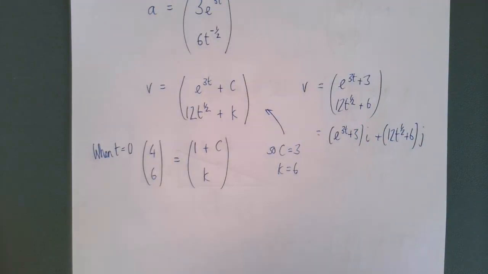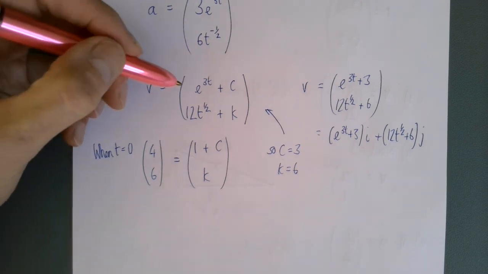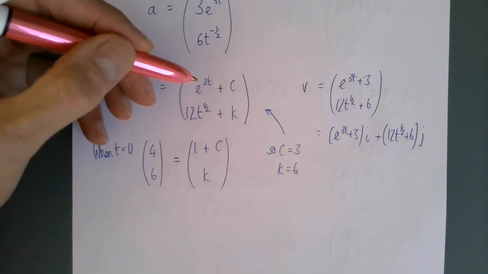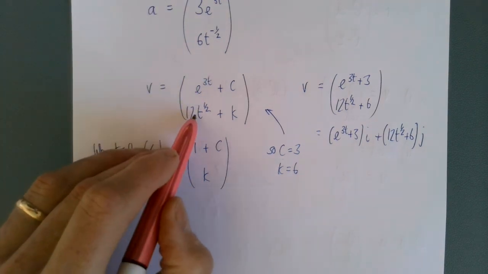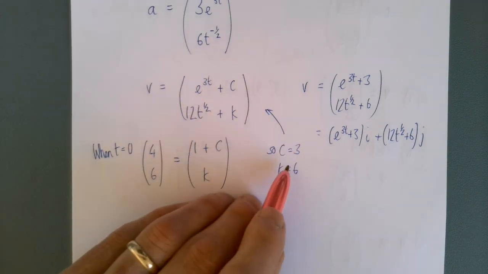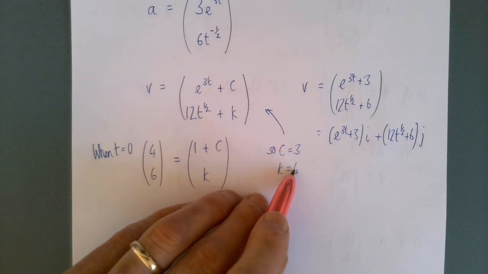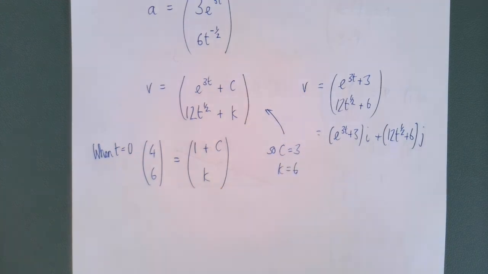Now, I note that in the book it wrote this as that plus a separate vector, and the separate vector was 3i plus 6j, but then they rolled it back in together to get the same final answer as me. So the book uses a slightly different approach, but there we go. Okay, so we've got an expression for velocity.